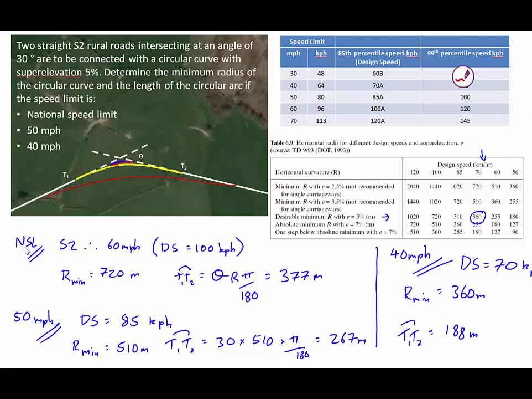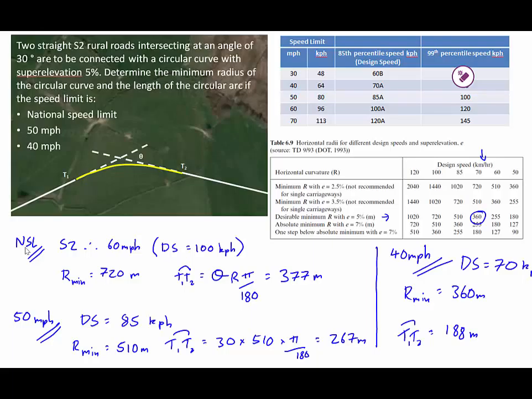Just redraw that one up there. So you've got a very small arc length, slightly bigger, depending on the speed limit. So as you can see, the design process is, once you've got the DMRB, the Design Manual for Roads and Bridges, which gives you all these values, all these tables, as long as you understand what the process is, it's fairly straightforward.